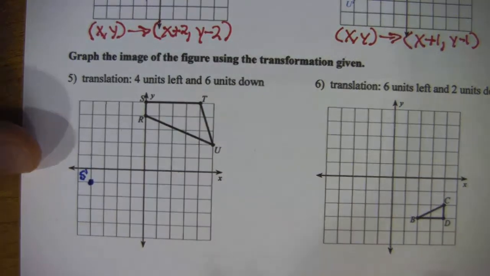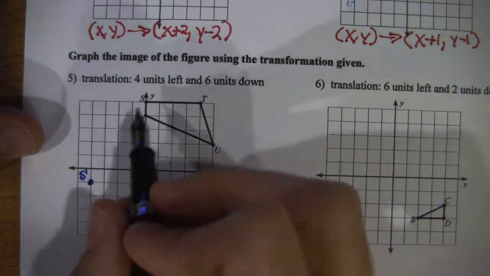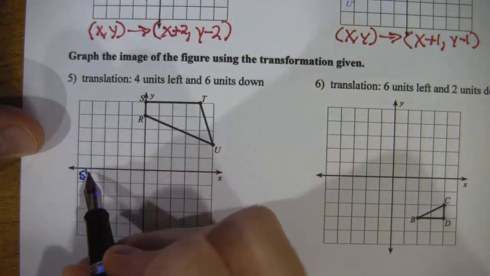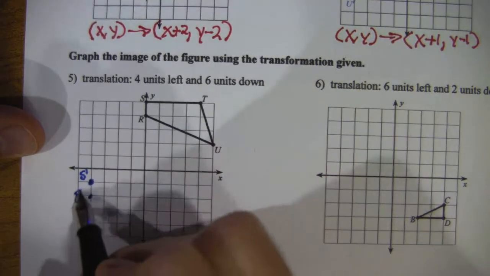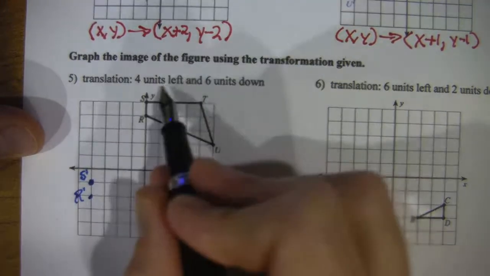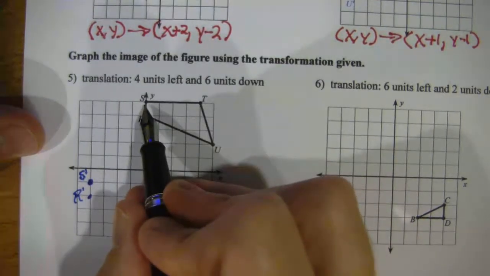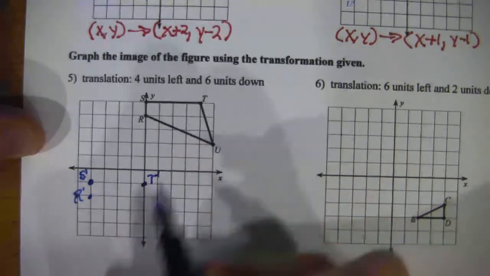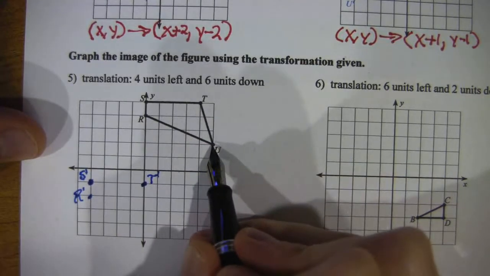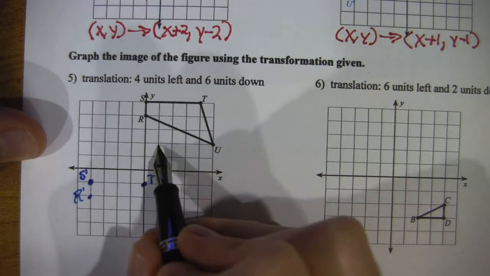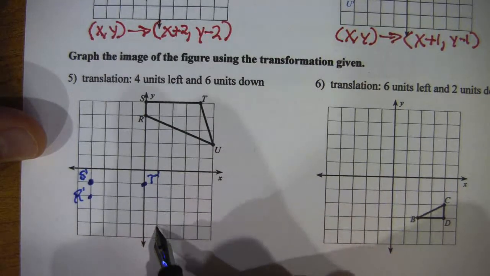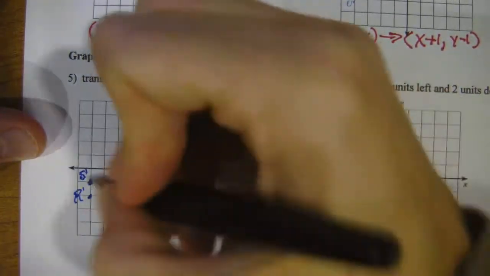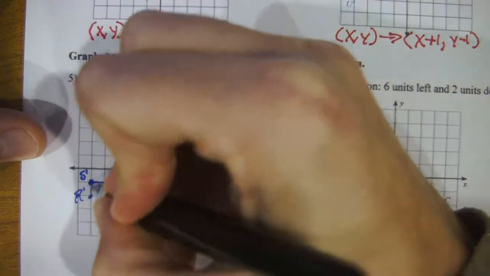Right? Then we basically do the same thing over and over again. So we've got R, we'll go 4, 1, 2, 3, 4, and then down 6, 1, 2, 3, 4, 5, 6. So there's R prime. For T, we'll go 4 to the left. So 1, 2, 3, 4, and then 6 down. 1, 2, 3, 4, 5, 6. There's T prime. And then for U, the same thing. 4 to the left. 1, 2, 3, 4, and then 6 down. 1, 2, 3, 4, 5, 6. Now I want you to notice something. There's U prime.